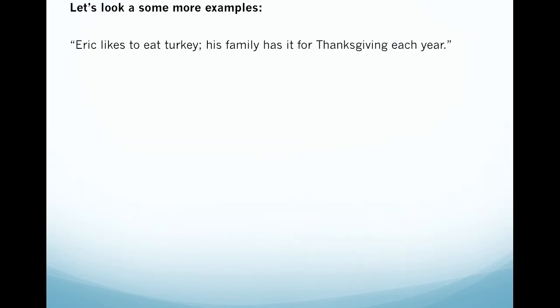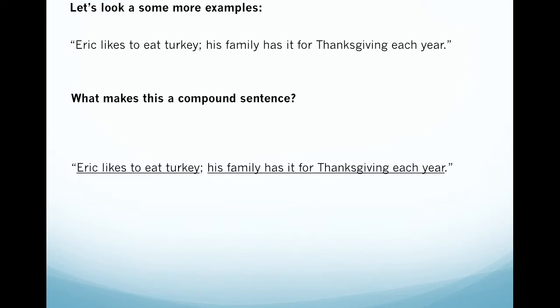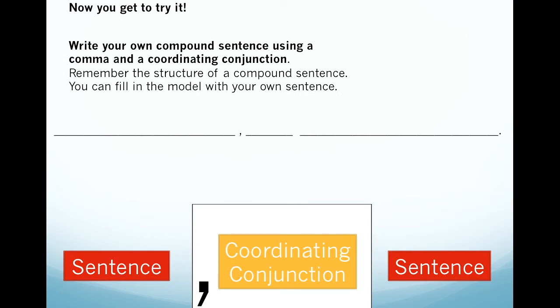Let's look at one more example. Eric likes to eat turkey; his family has it for Thanksgiving each year. What makes this one the compound sentence? Eric likes to eat turkey is the first complete sentence. His family has it for Thanksgiving each year is the second complete sentence. Here we have a semicolon after turkey connecting the two complete sentences, making it a compound sentence.